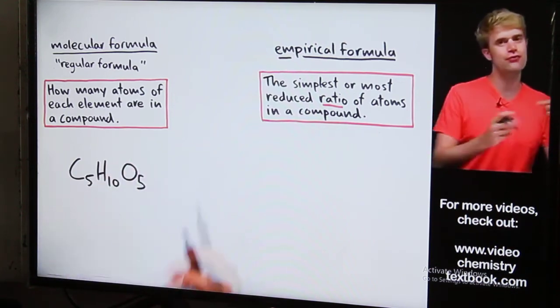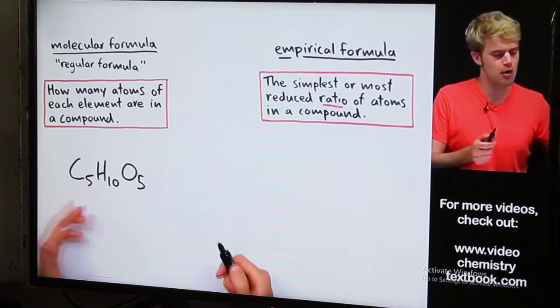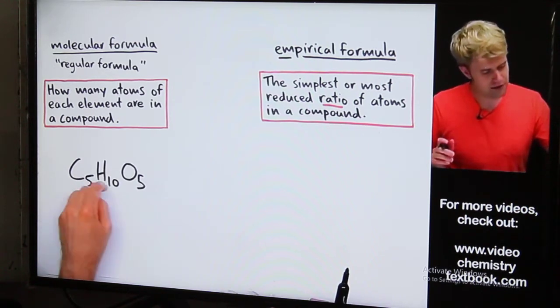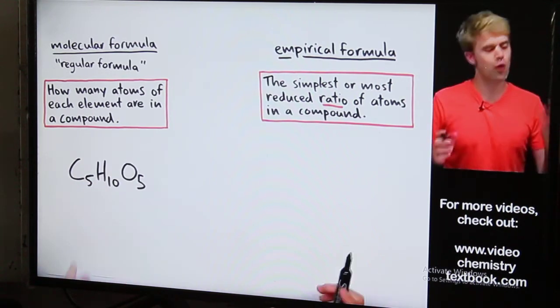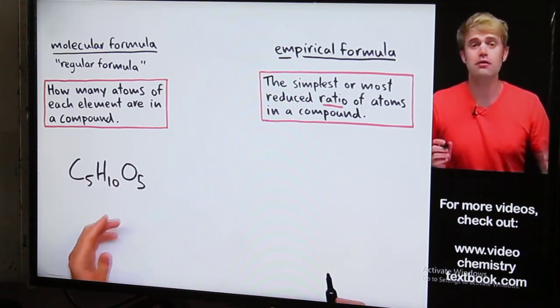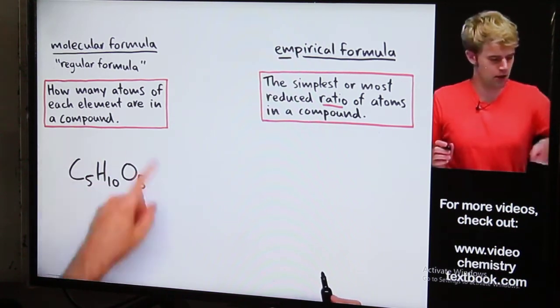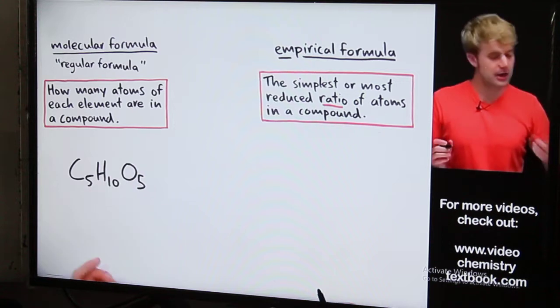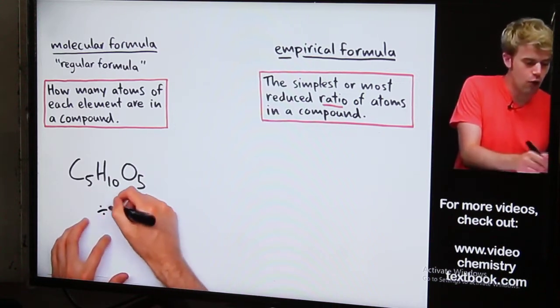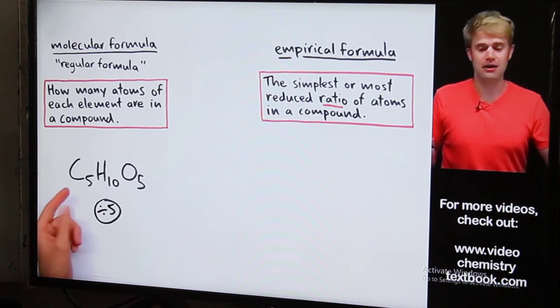We can't really write this as a fraction like we did with the previous ones, but we'll look at these numbers, 5, 10, and 5, and ask what's the largest number that we can divide all 3 of them by. For C5, H10, O5, that number will be 5. We want to divide everything by 5.